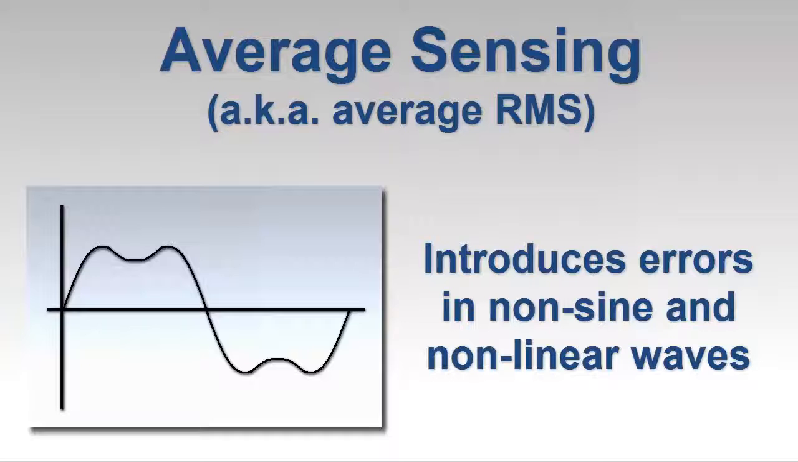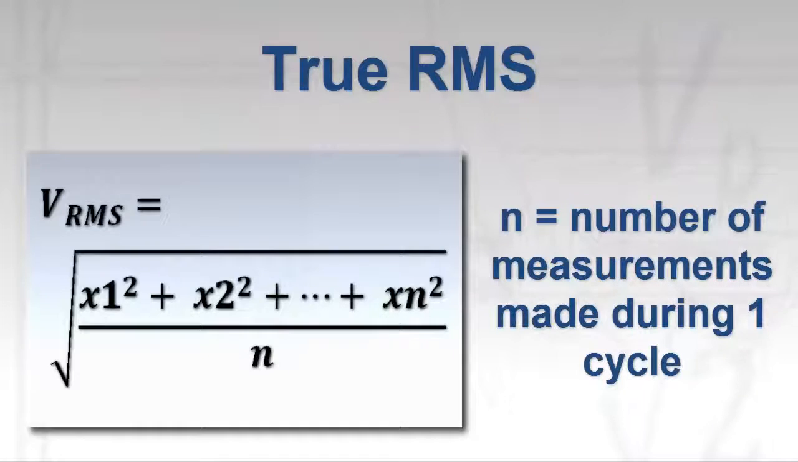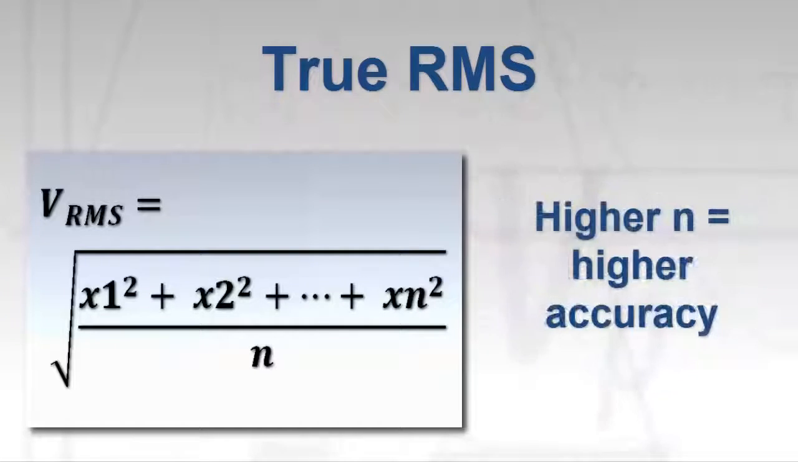In these cases, we need to apply a method known as true RMS. This involves a more advanced mathematical calculation that takes into consideration all nonlinearities and asymmetries that may be present in the AC waveform. In this equation, N equals the number of measurements made during one complete cycle of the waveform, or sample rate as it's termed. The higher this number is, the more accurate the RMS calculation will be. This is because the higher the value of N, the higher the order of harmonics this formula can accommodate. Always look for true RMS when selecting a meter.